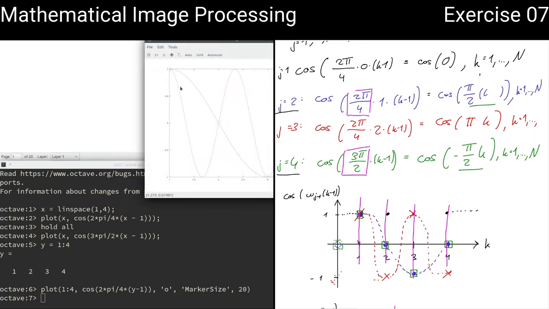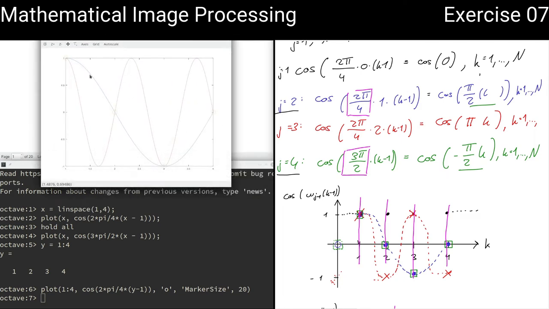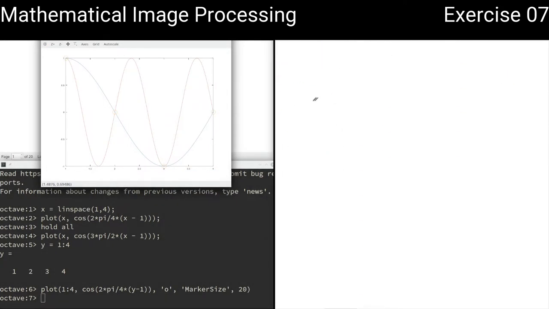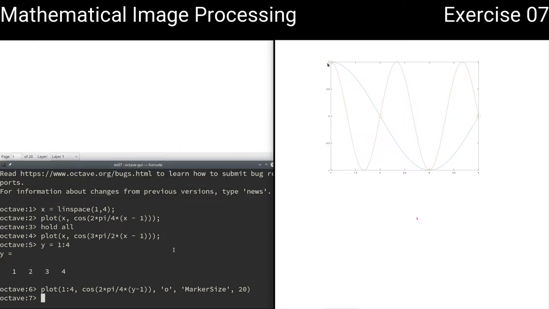Not sure if this is visible, so maybe it's better if I just copy this in order to make some annotations for you. So these are the two signals that we just created. And if I look at the discrete points in time, so this is basically the plot that we had before, and those two signals coincide.